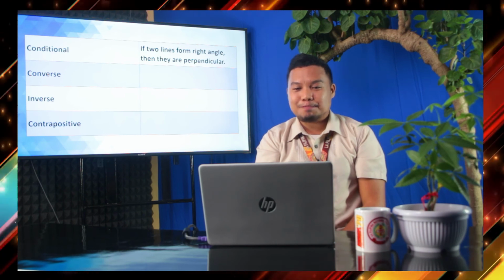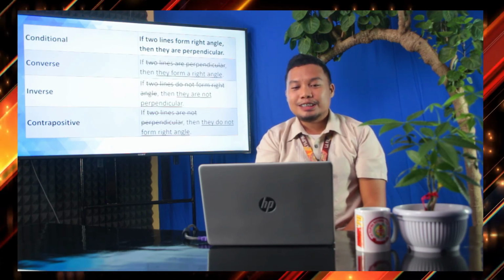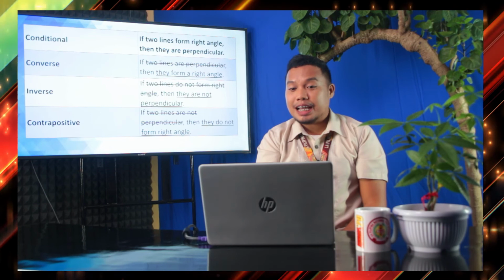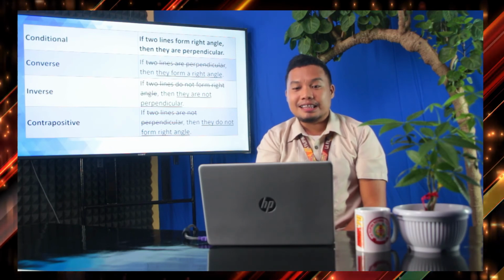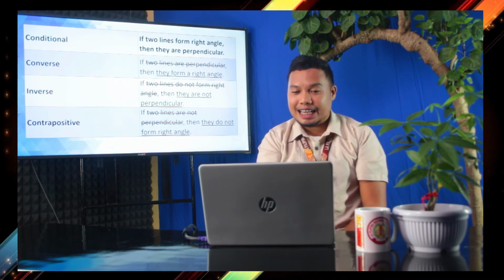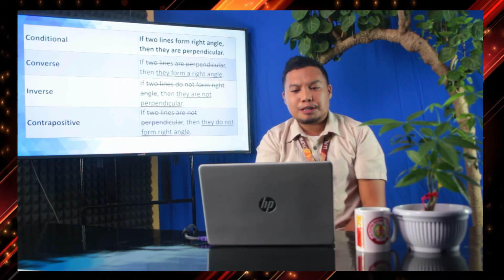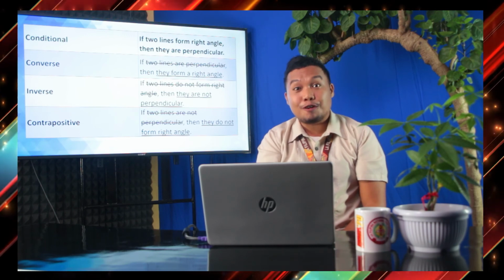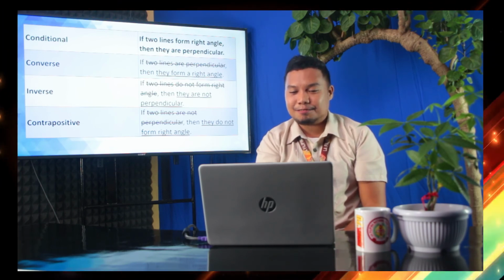Okay, your time is up. The conditional statement: if two lines form right angle, then they are perpendicular. And its converse is: if two lines are perpendicular, then they form right angle.